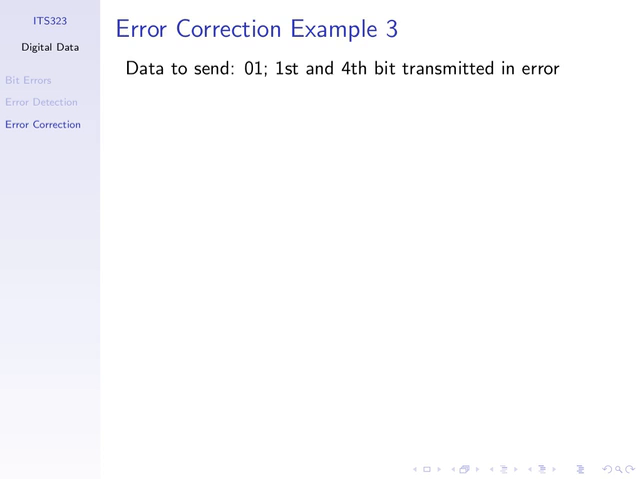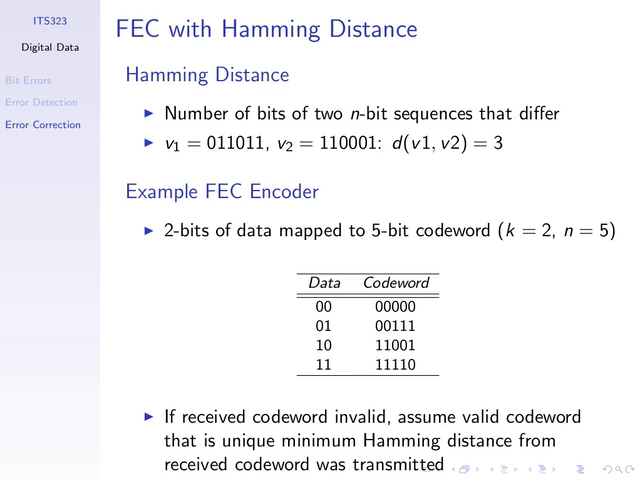So the first and fourth bit are in error. I'll just go back. We're still using the same encoder and decoder. Solve this problem. Example 3.